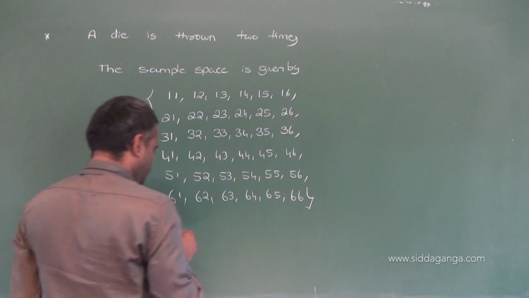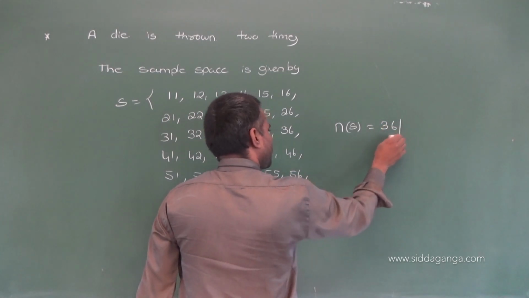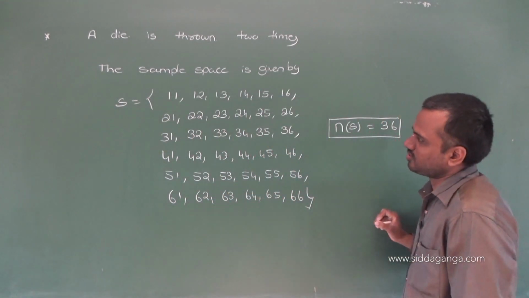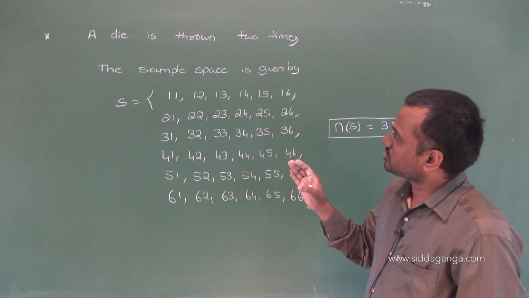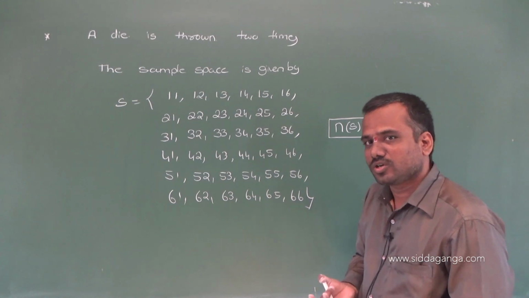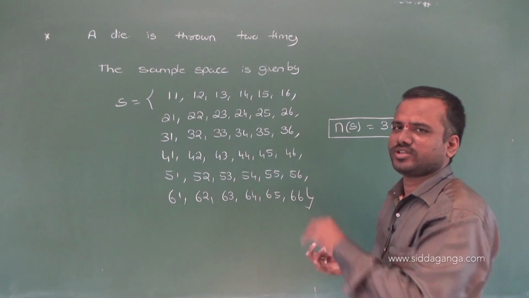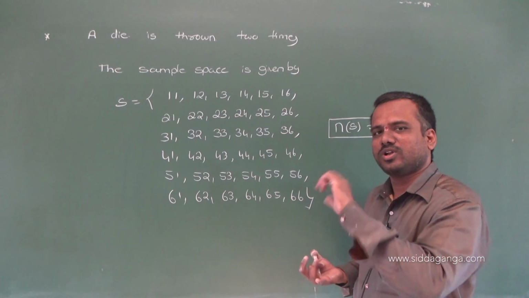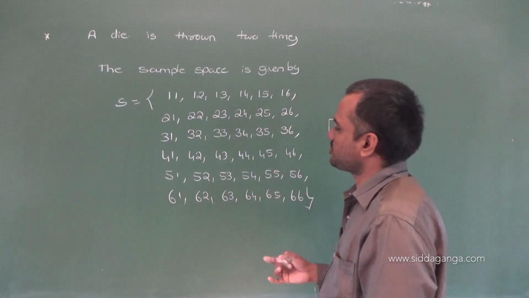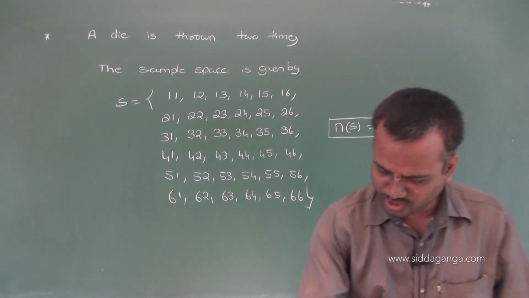Total number of sample points here, n(S) is equal to 36. Okay, a die is thrown two times. Suppose if a die is thrown three times, how to write, sir? 1 in the first place, then start the numbers 1 2, 1 3. We will see in the problem. A die is thrown two times; the sample space is given by, and the total number of sample points is 36. Next problem.